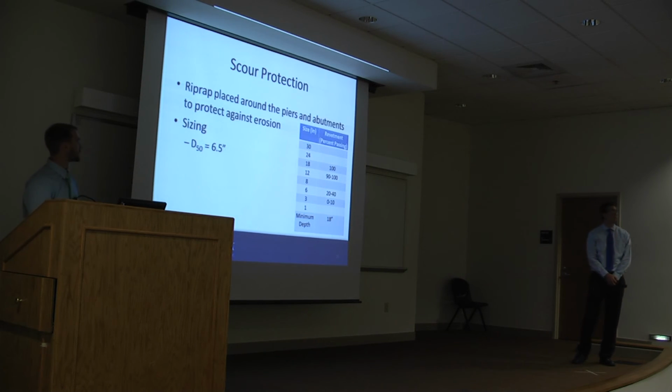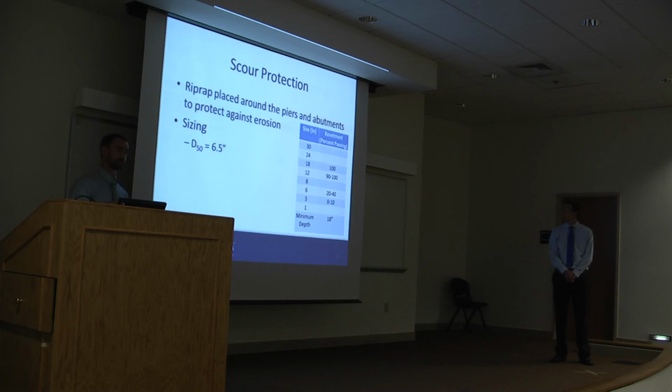So this table here is from the AASHTO aggregate size appendix. And for a revetment, it has a 6-inch D50, or a 6-inch size opening for 20 to 40%. So we chose slightly over at 6.5 inches to obtain our D50 size.